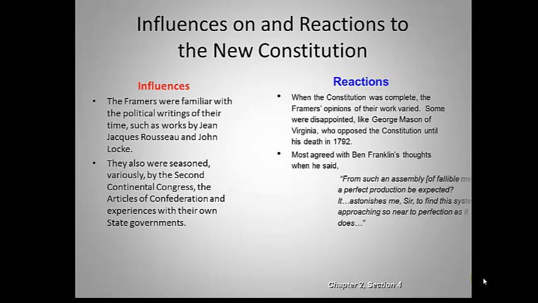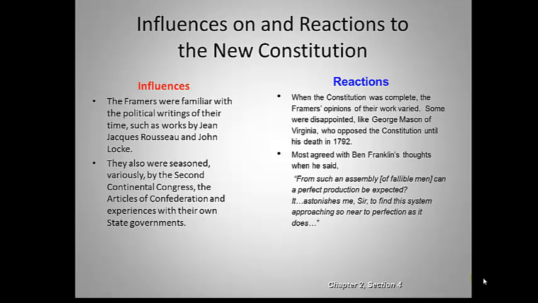So, again, we've been over a lot of this, the influences on the Constitution and the reactions to it. Some people just didn't like it. George Mason, although he had a big impact on writing it and advocated for a Bill of Rights, didn't really like it. Ben Franklin said it's not perfect, but it's probably about as good as we can do.